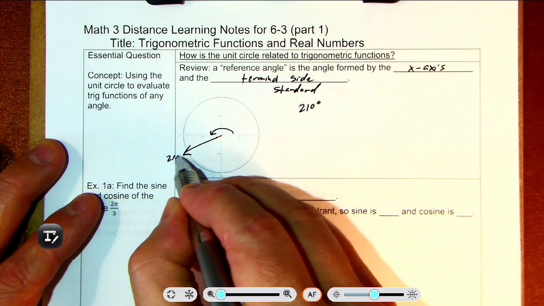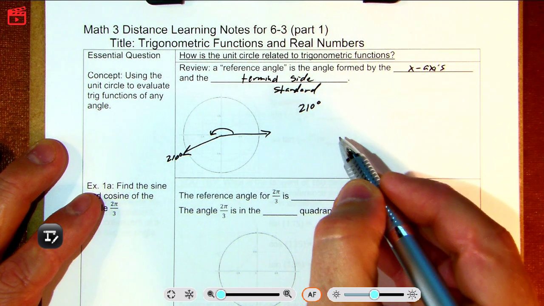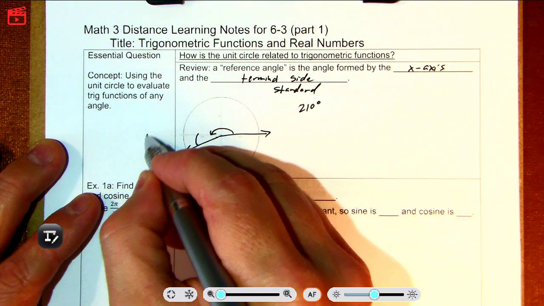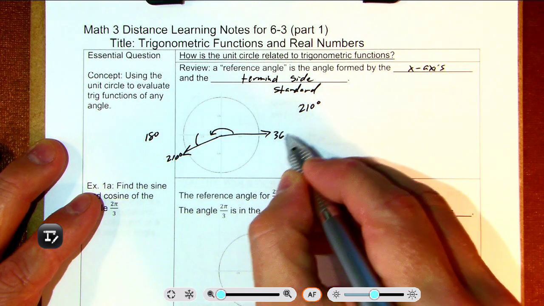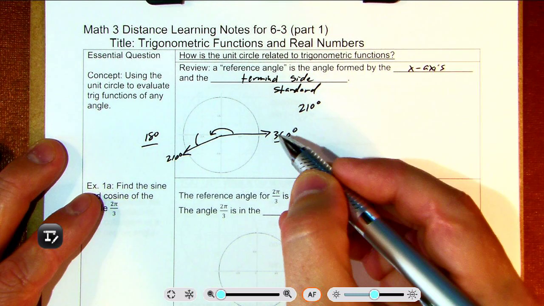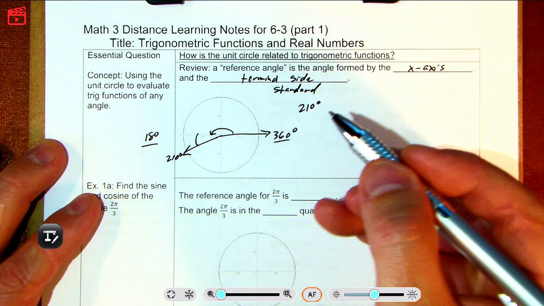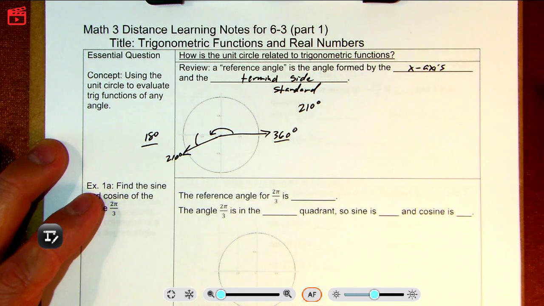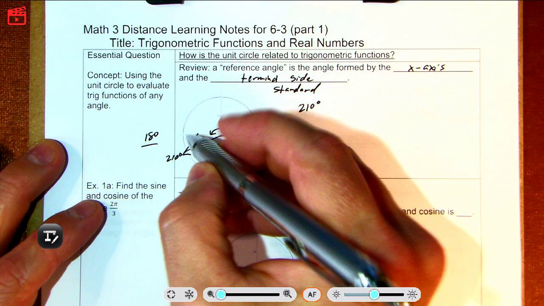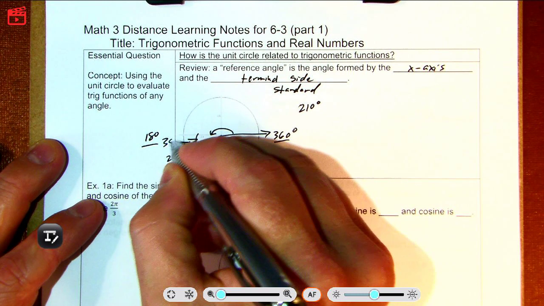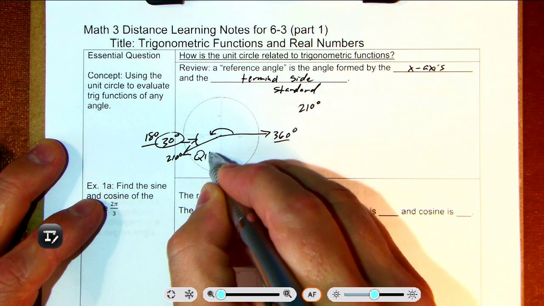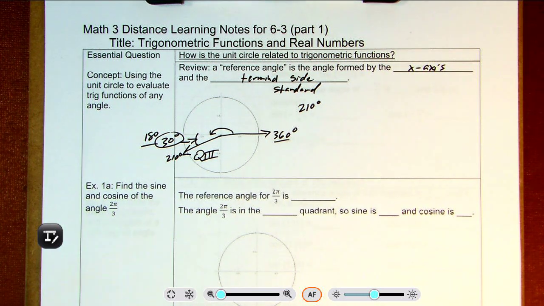So if that's 210 degrees for an angle drawn in standard position, we add or subtract from 180 or 360 as necessary to find our reference angle. And that's important because once you find the reference angle in degrees or radians, you can very easily find out what the coordinates are for that point. So the reference angle for 210 degrees is going to be a 30 degree angle, and that's going to be in quadrant 3.